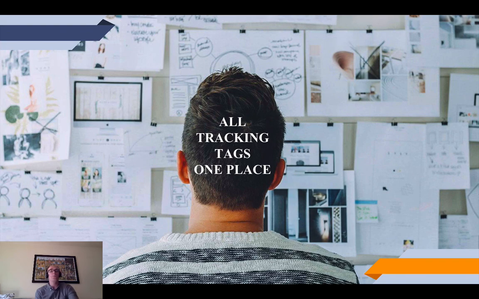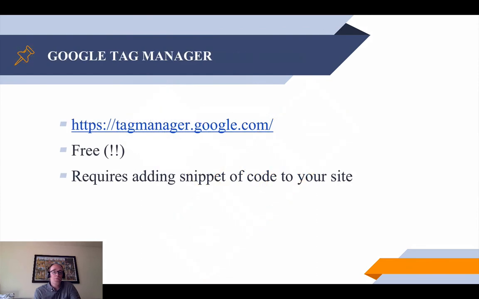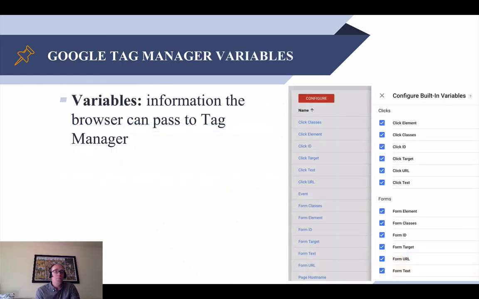All the tracking tags in one place. Why is that amazing? Google Tag Manager can basically listen to what actions people are taking on your site and then send that information to Google AdWords, to the Facebook pixel if you're running Facebook ads, to Google Analytics, and it could also be other ones if you're using ones outside of this. It's free. You go to tagmanager.google.com, and again, just like Google Analytics, you put some code on your site, make sure it's on all pages, and then you're up and running.